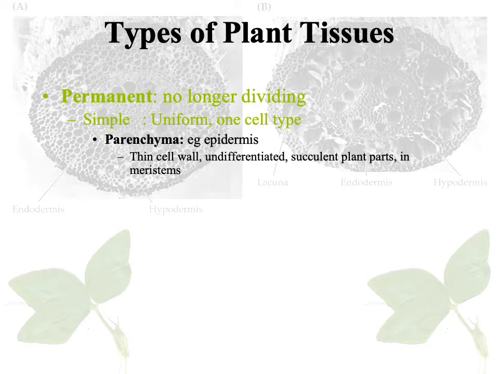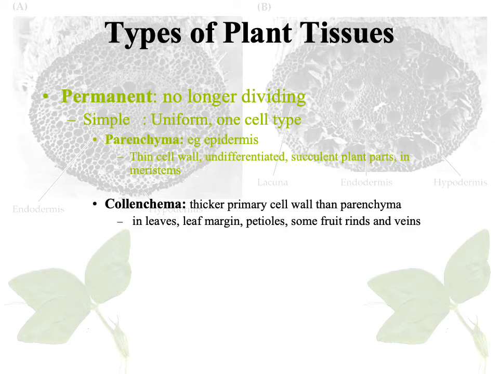The smallest, the thinnest cell walls, the weakest of the 3 types I'm going to tell you, are the parenchyma. You say that parenchyma, like for instance the epidermis on the upper surface or lower surface of a leaf. These are thin walls. They're undifferentiated. They're not specialized. They are somewhat succulent, and those are thin-walled.